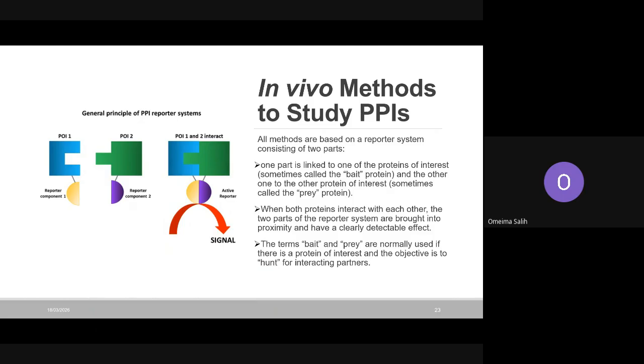So the terms bait and prey are used because the bait is a protein of interest, and the objective is to hunt for interacting partners, as if you are making them come together and test. If they interact, they have a binding affinity, they will interact and produce a signal. If they didn't interact, then they don't have binding affinity, and no signal will be produced.